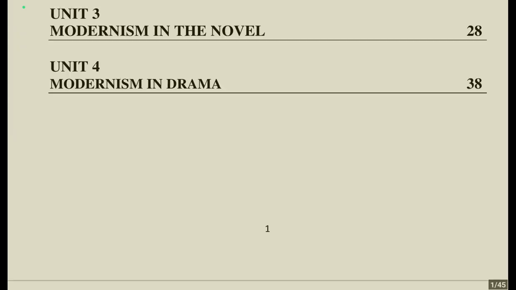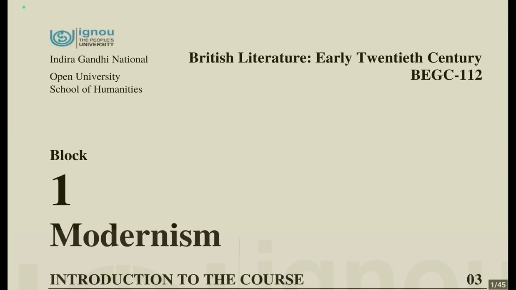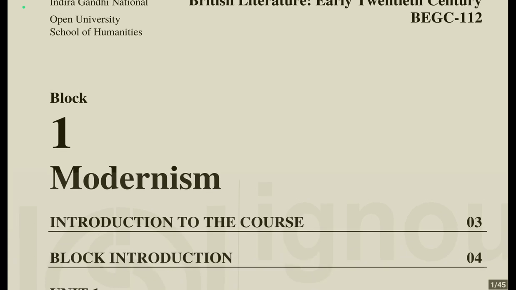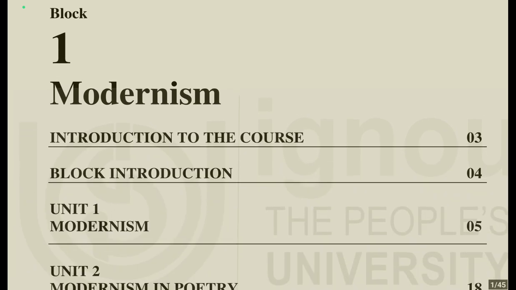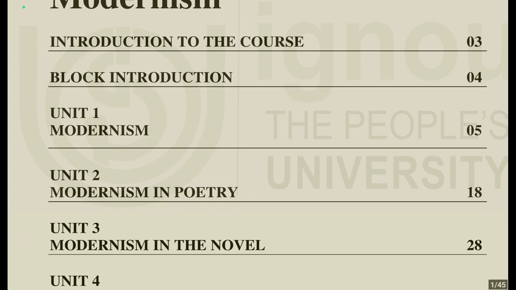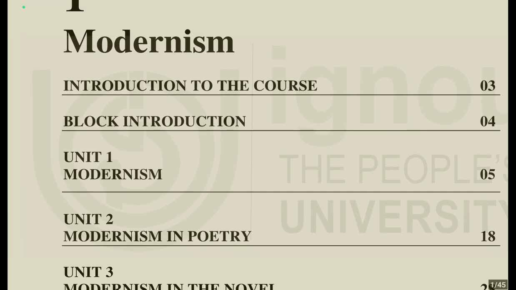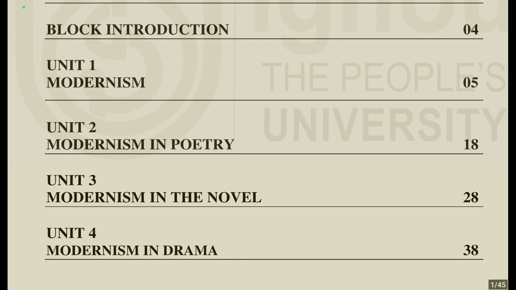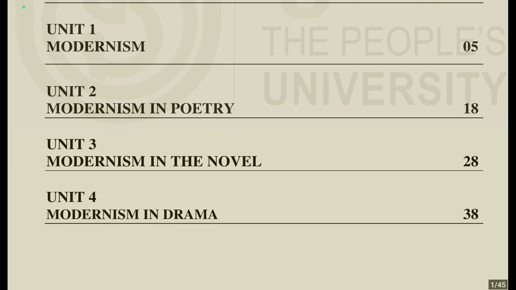This time we're going to start the book British Literature, the early 20th century. This is the book's name, British Literature, early 20th century. Its code name is BEGC 112. And the very first block is Modernism. The name of the block is Modernism, as well as the first unit's name. The second unit is Modernism in poetry, third is Modernism in the novel, and Modernism in drama.